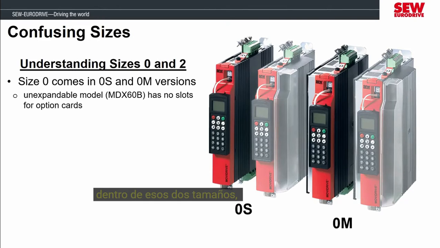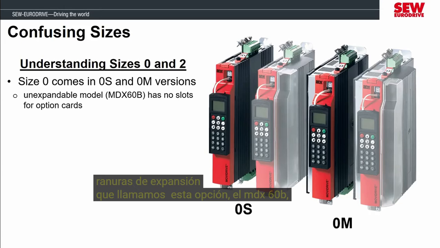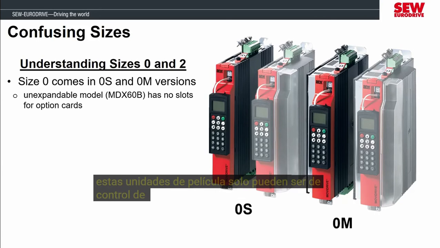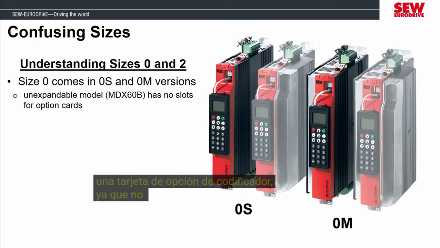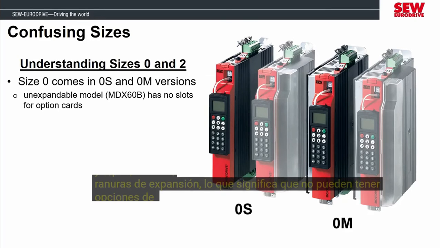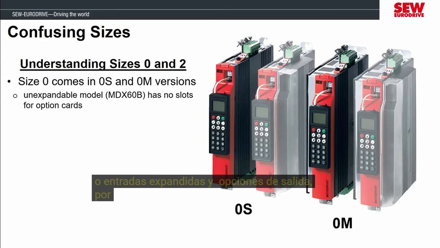Within those 2 sizes, there is this version that doesn't have any expansion slots. We call this option the MDX60B. These MOVIDRIVEs can only be open loop control because they have no ability for an encoder option card. Since they don't have any expansion slots, that means they can't have built-in field bus options or expanded inputs and output options either. So these are very different than the rest of the MOVIDRIVE line.